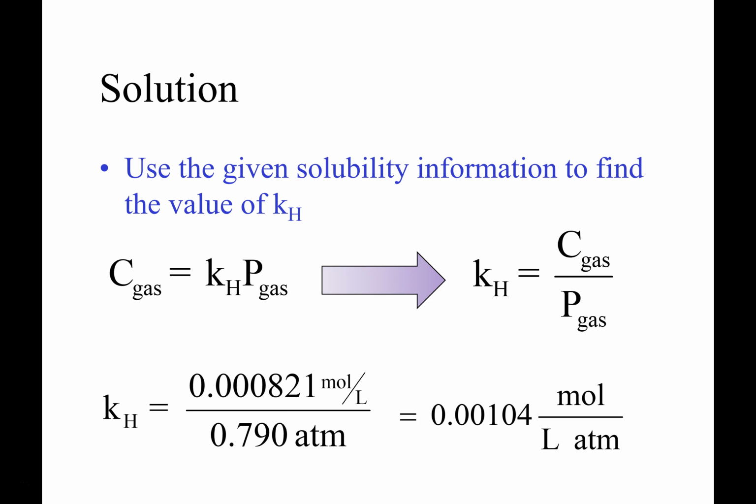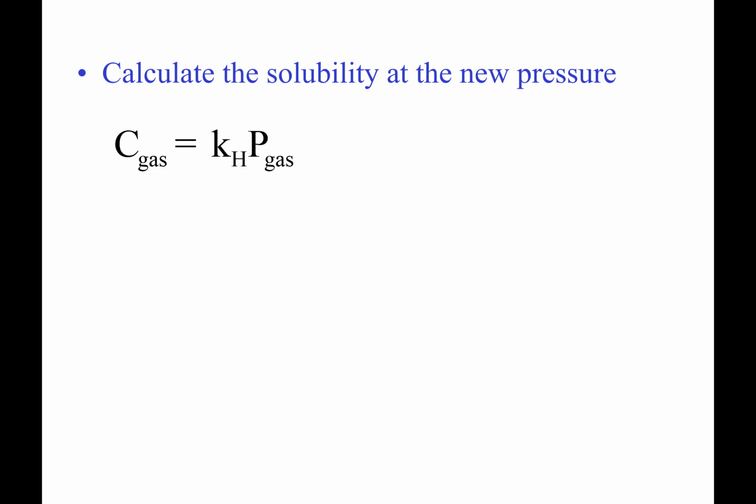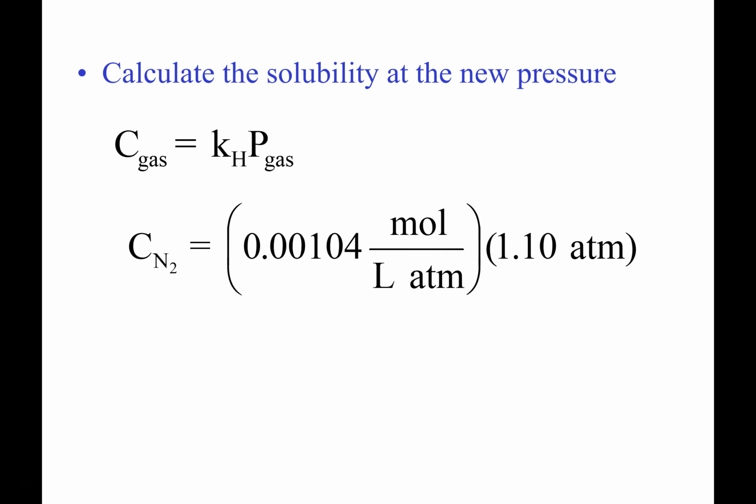We're almost done. So we take that one, plug it into Henry's law. The new concentration of the nitrogen gas would be the constant, 0.00104 moles per liter per atmosphere, times the new partial pressure of nitrogen, round to 3 sig figs again. The new concentration would be higher, 0.00114 moles per liter.